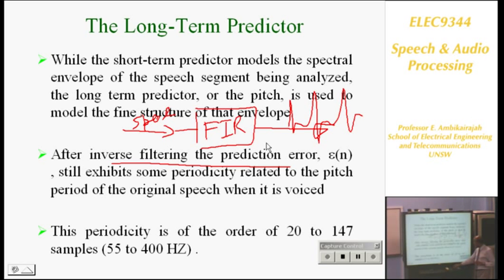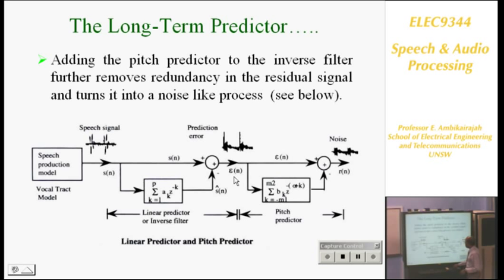So if you put another cascade here, another box, which is called the long-term predictor, it basically takes this error signal, removes these pulses and gives you noise out of it. And that is called the long-term predictor. So let's have a look at it. Basically, here's your speech signal, voice production. They are speech at that point.